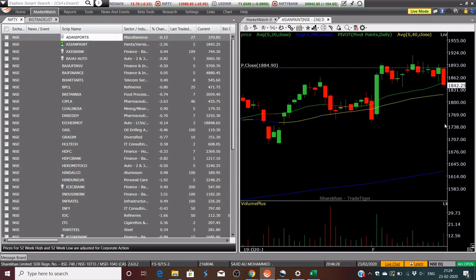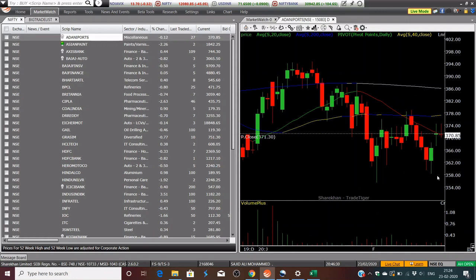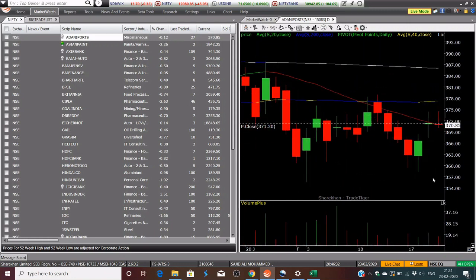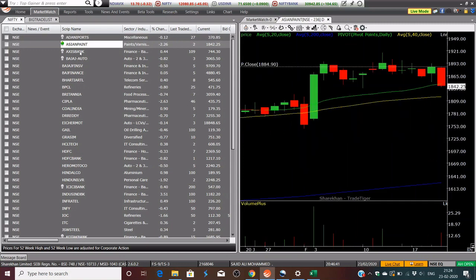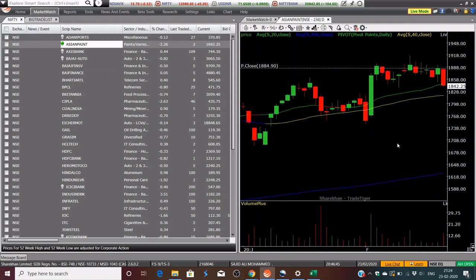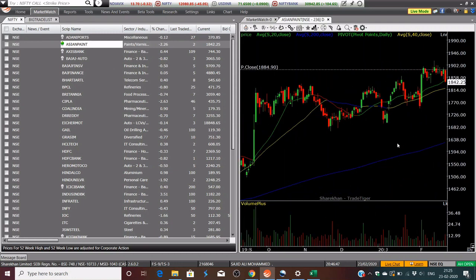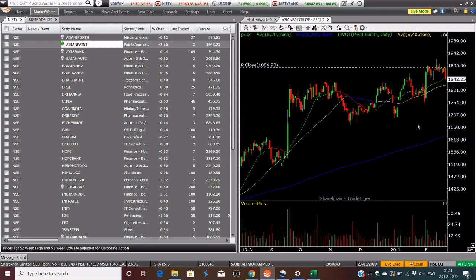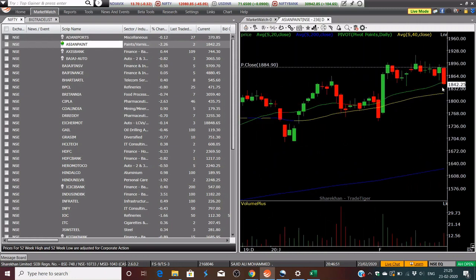So let's start with Adani Ports. On a daily time frame, it is going nowhere. It's formed a doji, which can be a reversal, so be careful on this. Asian Paints is dropped into this zone, but it is still in a bullish trend. It's a good opportunity if you find a green candle forming in this zone.